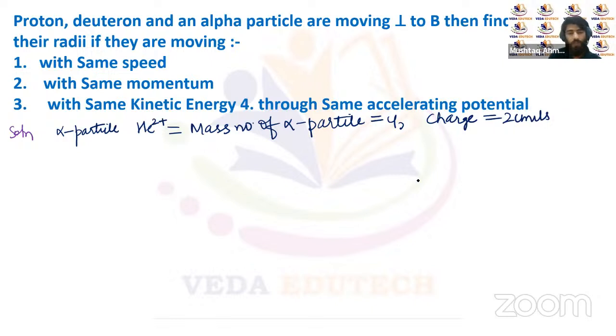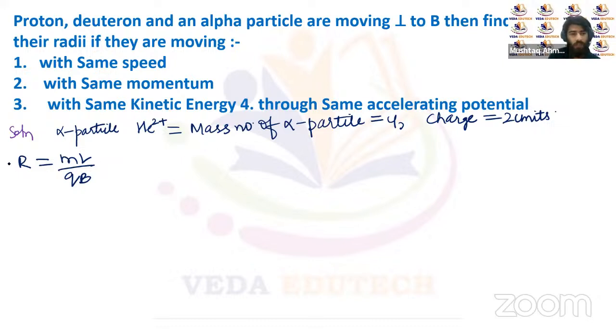Charge is equal to 2 units. Now talking about the radius, radius is equal to mv upon qb, right? Now if they have the same speed, it means v is constant. If v is constant, the magnetic field is also a constant b. Now we're left with only the ratio of m and q.